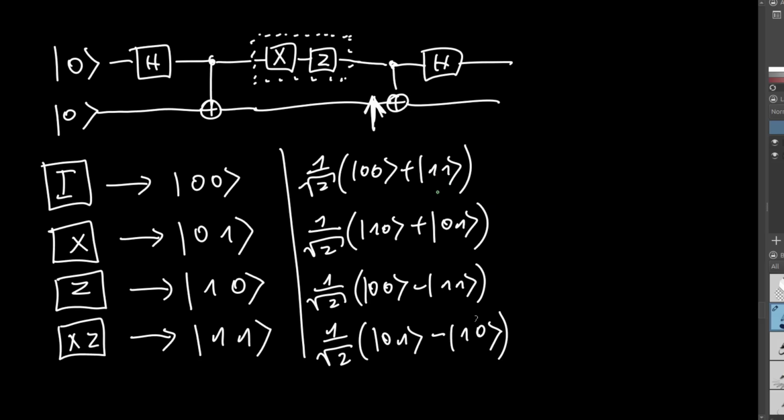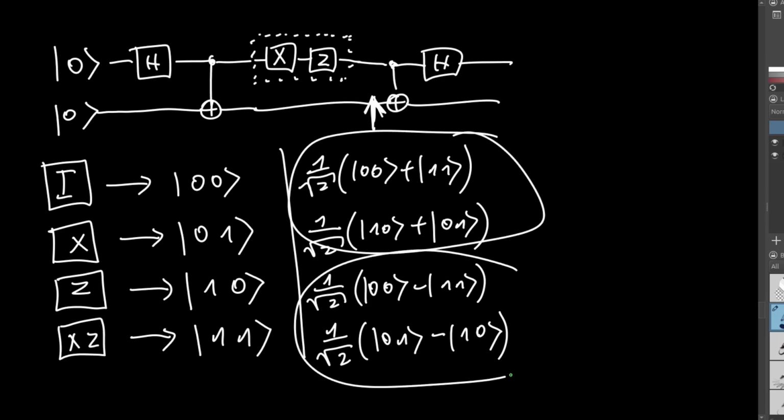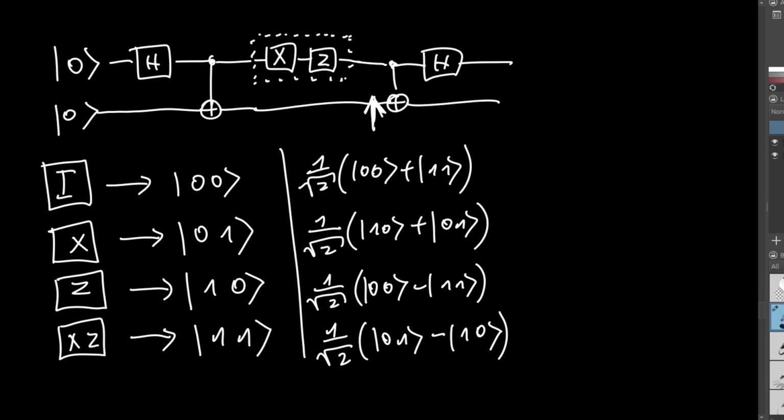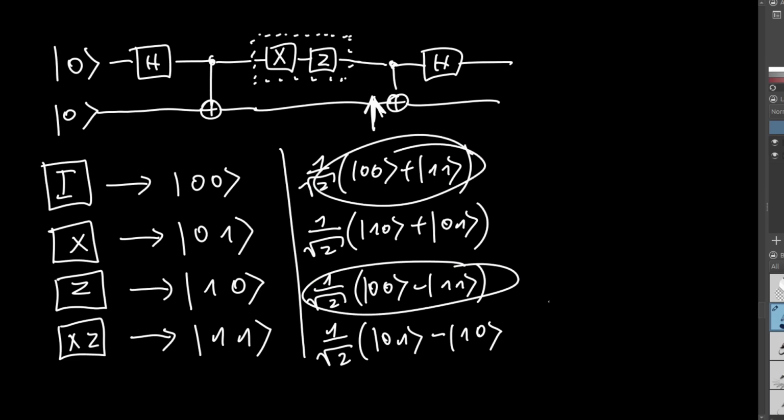So if we look at these things, these and these actually don't matter if we measure. If we measure, we're either gonna get both zeros or both ones. Here also both zeros or both ones. Because we square it, the probability is this number squared. So minus 1 squared is just 1, and then times this, so squared, which is 1/2. The same here, 1/2.